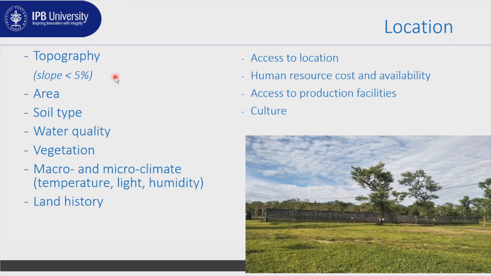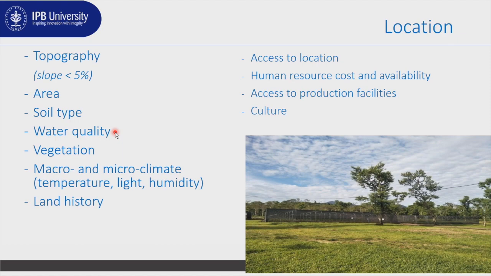Of course, some people say that it would be good to have some level of slope because you can do irrigation using gravitation. But if the slope is too high, then it will make it difficult for you to transport several kinds of things within your nursery. And then the area also should be clear, safe, and have a good soil type. And it should also not be too difficult to find water.